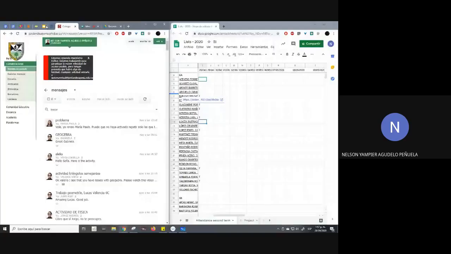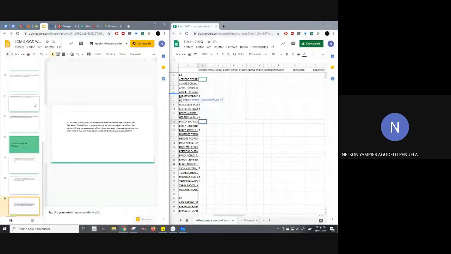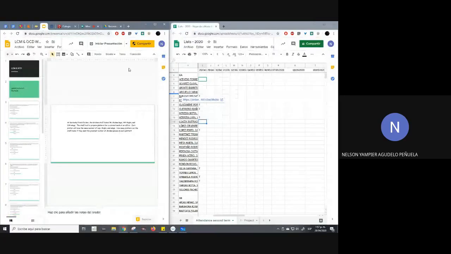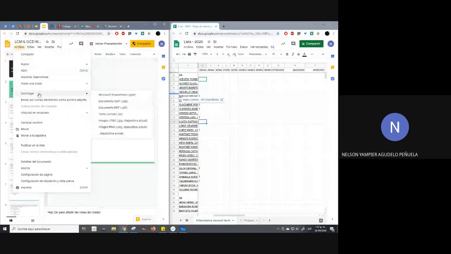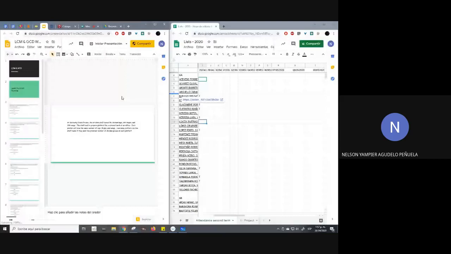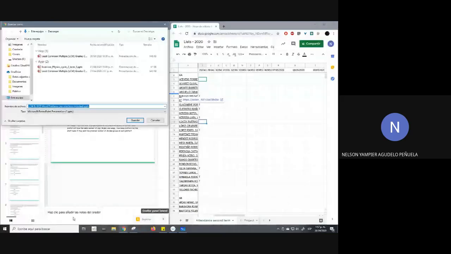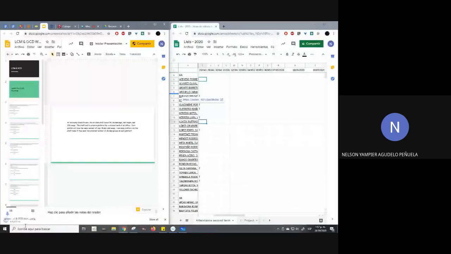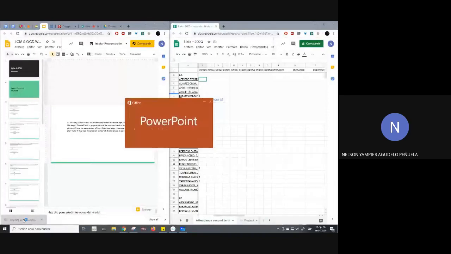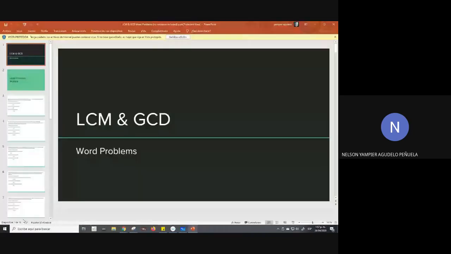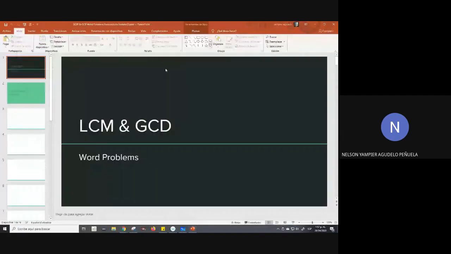Here I have, let me download it, because I prefer to use it not from Google but from the computer itself. Here we have a presentation with a lot of word problems related to the least common multiple and the greatest common divisor.